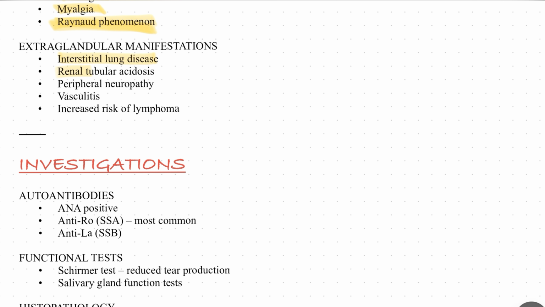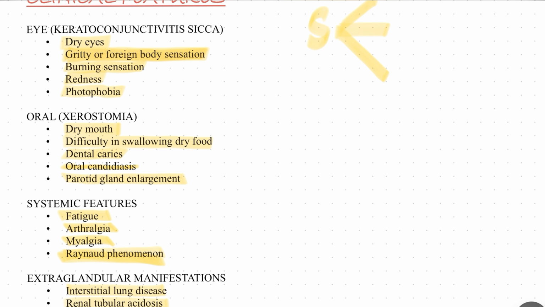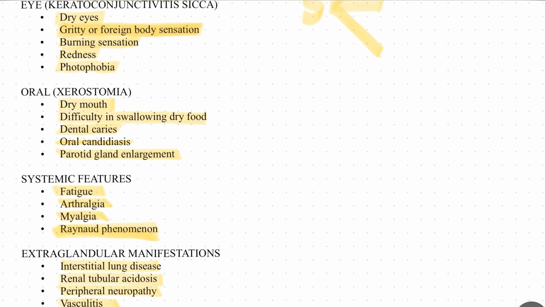Then coming to oral, if there is a dry mouth, obviously there will be difficulty in swallowing dry food or any food. Then what happens? Dental caries will be seen. If the person is not having a wet mouth and it is dry, dental caries is the most common complication you will come to see.